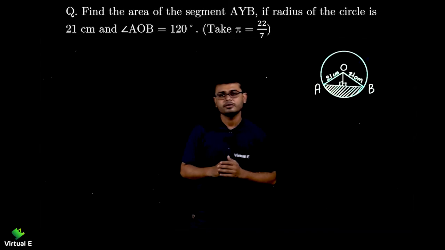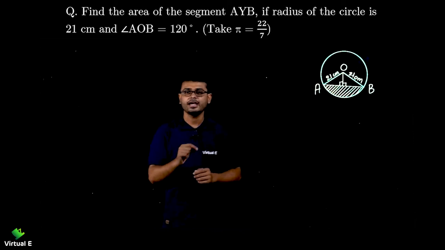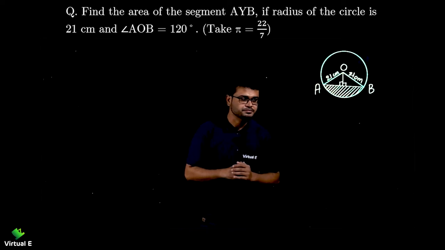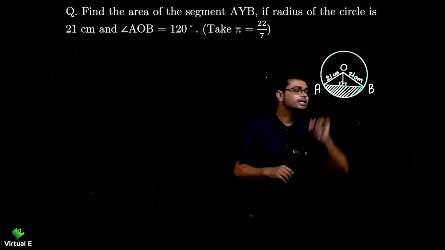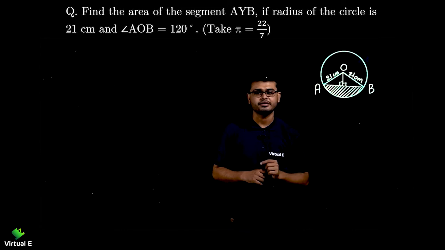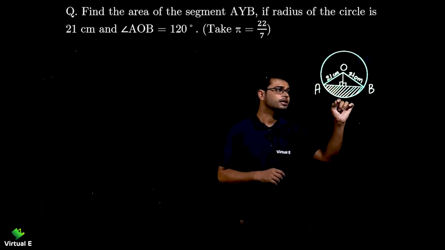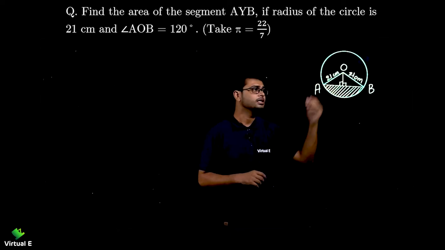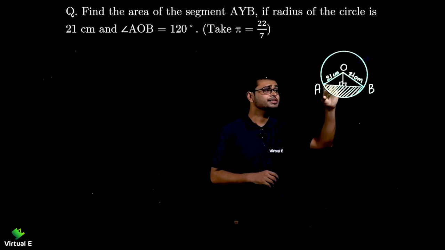Let's learn a new topic, which is how to find the area of a segment. Now you must be thinking, what is a segment? So let's say AB is the chord and O is the center. If we draw the chord, we are going to see that the circle is divided into two parts, this is the major part and this is the minor one.